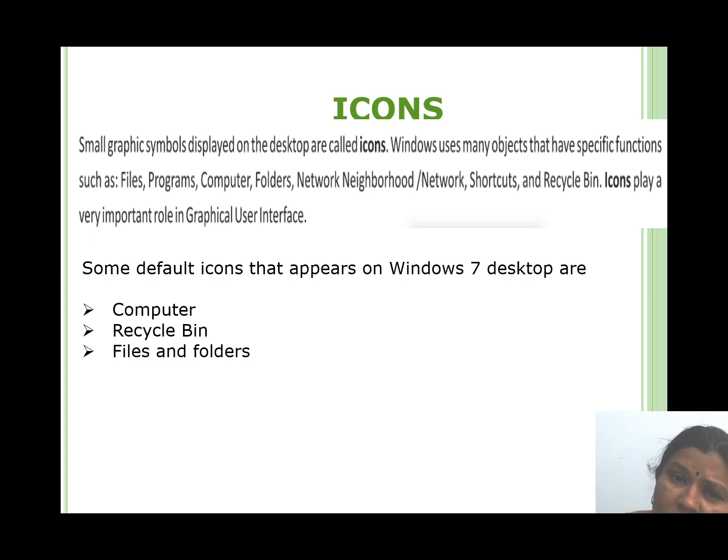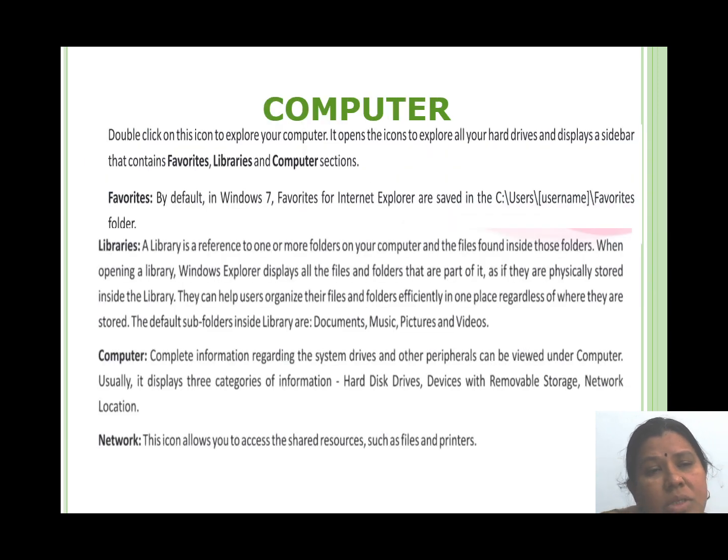Some default icons that appear on the Windows 7 desktop are: Computer, Recycle Bin, files and folders. Now see here, Computer. If you want to open it, double-click on that icon. Explorer opens your computer, shows icons for all of your hard drives, and displays a sidebar.